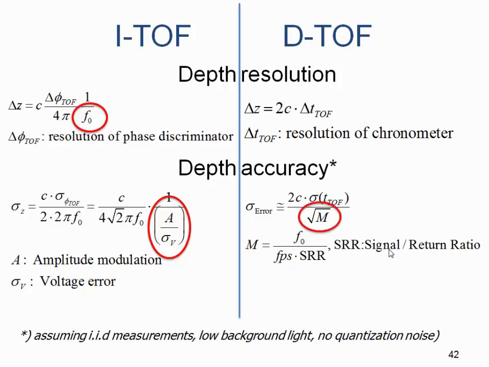And in direct time of flight, you have this M factor, which is the ratio between the outgoing photons and the incoming photons. So kind of similar. Many people keep on asking me, which one is better, I-TOF or D-TOF? And I think the jury's still out. It's very difficult to actually make a conclusion here. So please don't ask me that question again.